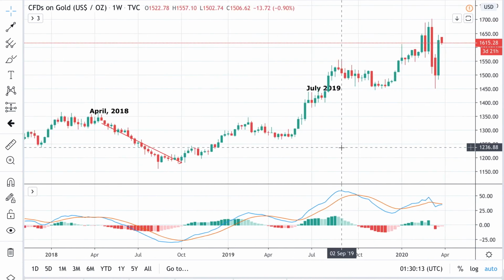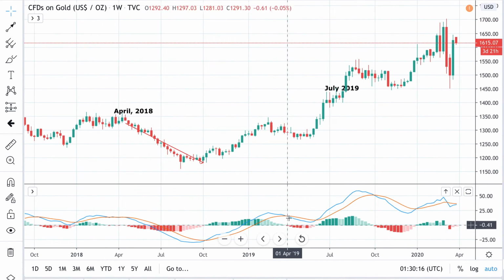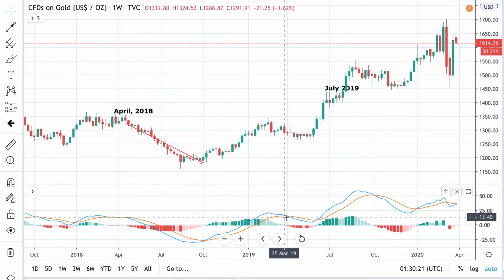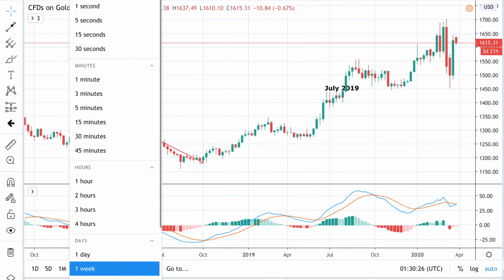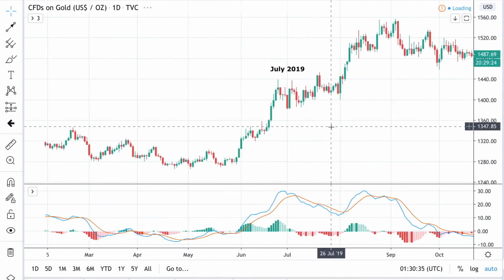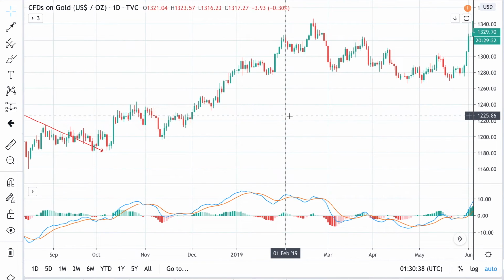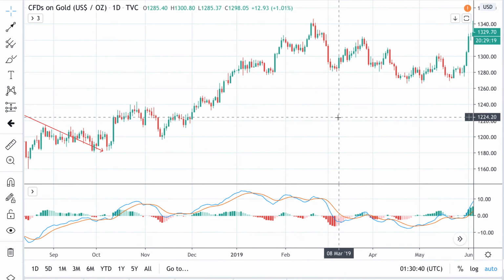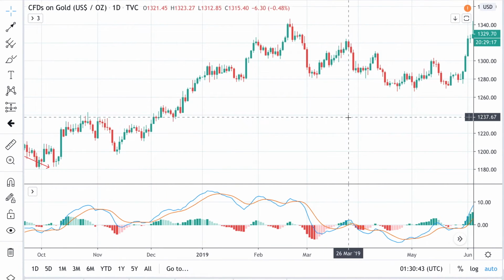And then where's the next bearish crossover? The next bearish crossover is around this time. It's around March, the end of March, the early April. All right, so we're gonna come back to the daily chart. The end of March, the early April.